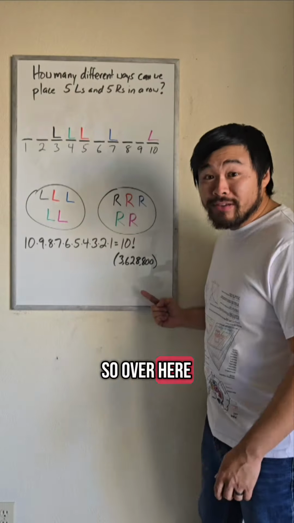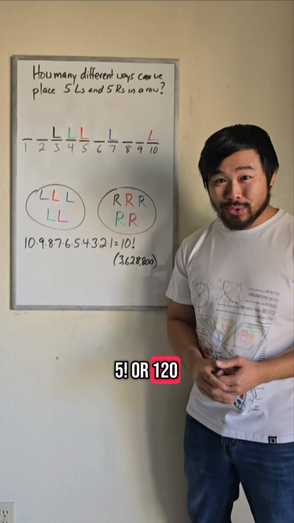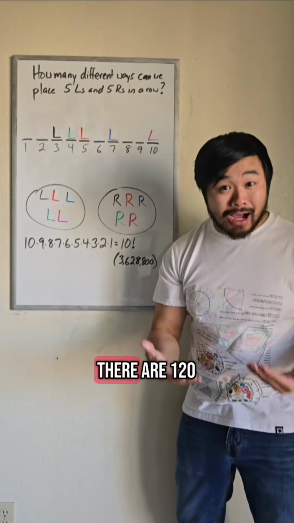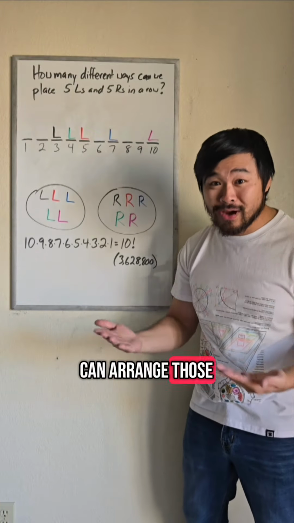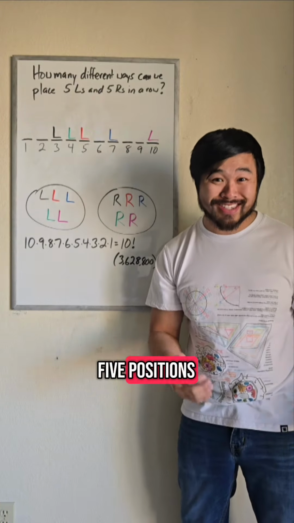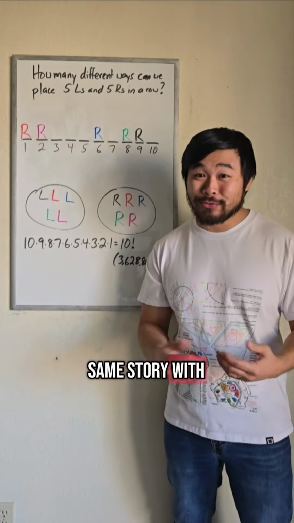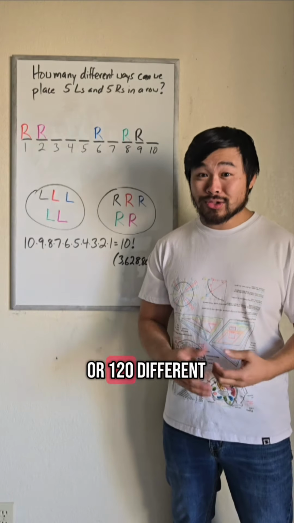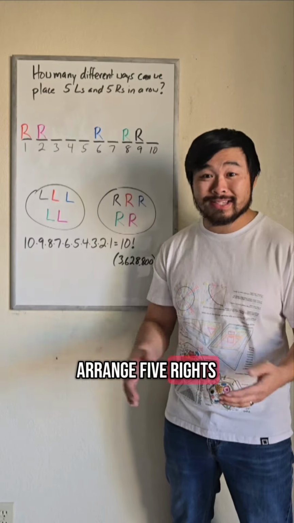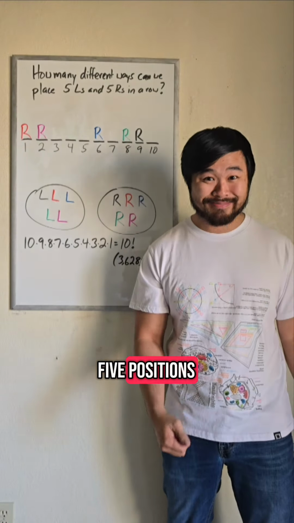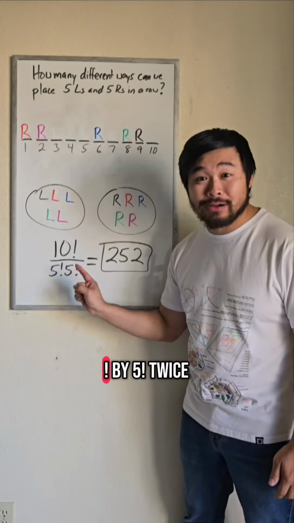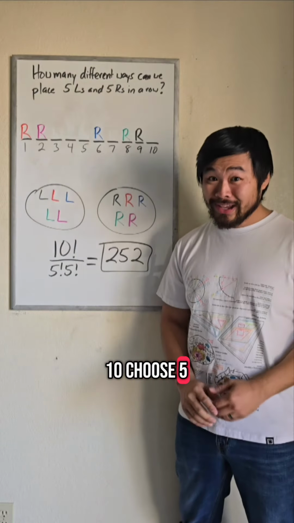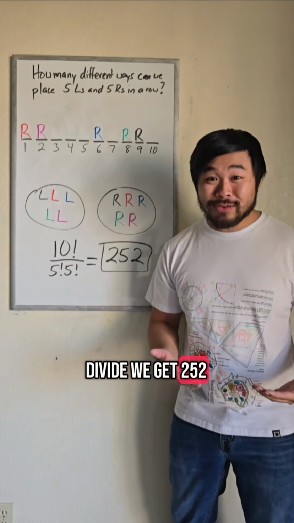So over here, every group of 5 factorial, or 120, counts as 1, because no matter where the 5 L's are, there are 120 different ways we can arrange those 5 L's in those same 5 positions. And it's the same story with the 5 rights. No matter where they are, there are 5 factorial, or 120 different ways we can arrange 5 rights in any given 5 positions. So we have to divide 10 factorial by 5 factorial twice, and some may know this as 10 choose 5. And when we divide, we get 252.